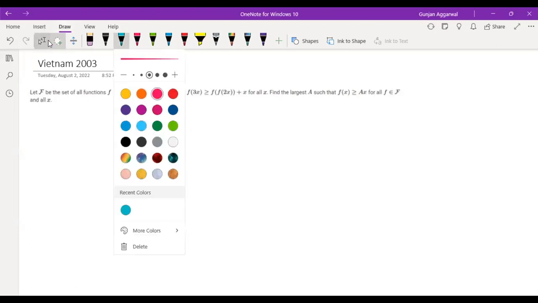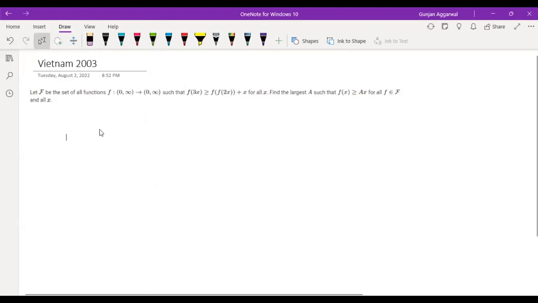So we have f of x is greater than or equal to ax for all positive real x. Now we can also have that f of x is upper bounded by a plus 1 times x for some x.